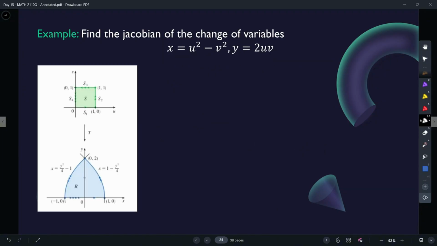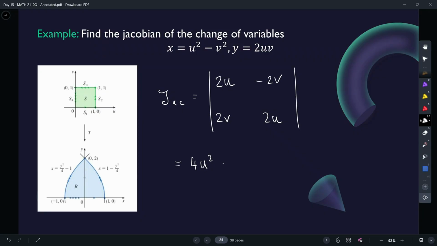So here, x is a function of u and v, and y is a function of u and v, so I can just take the Jacobian directly. Let's see what the Jacobian is. It's going to be the derivative of x with respect to u, that's 2u. The derivative of x with respect to v is minus 2v. The derivative of y with respect to u is 2v, and the derivative of y with respect to v is 2u. So in total, I get 4u squared plus 4v squared, or 4 times u squared plus v squared.